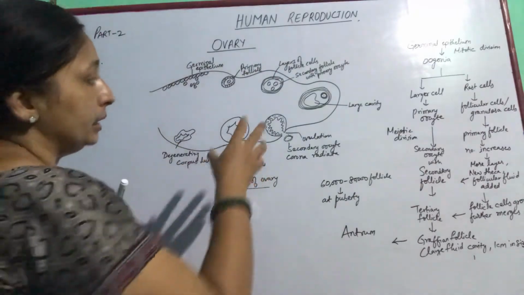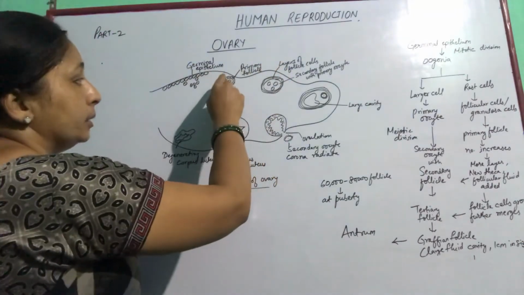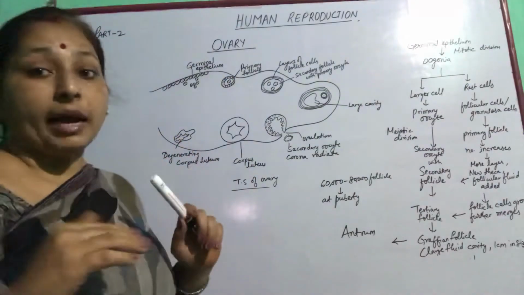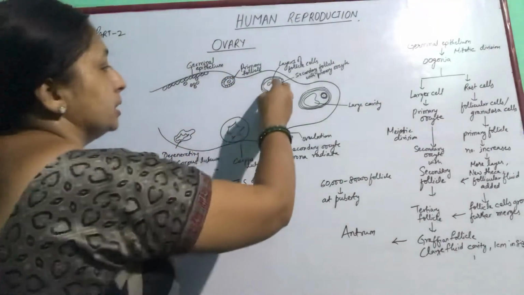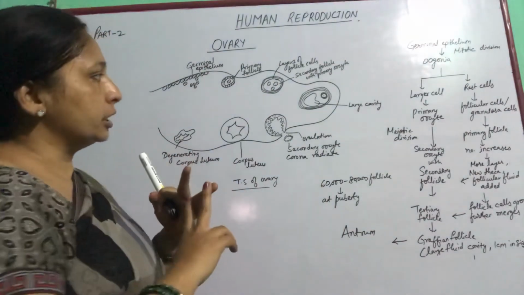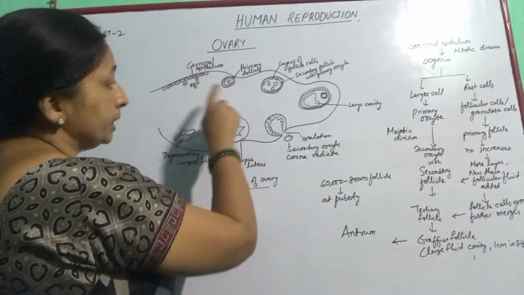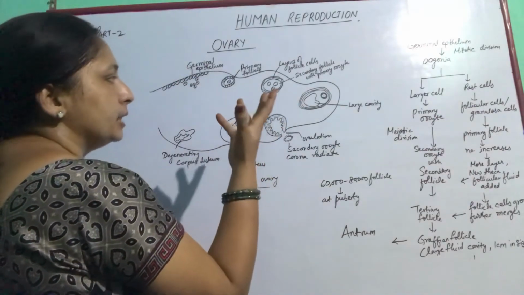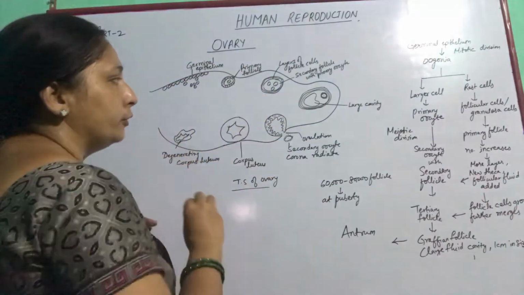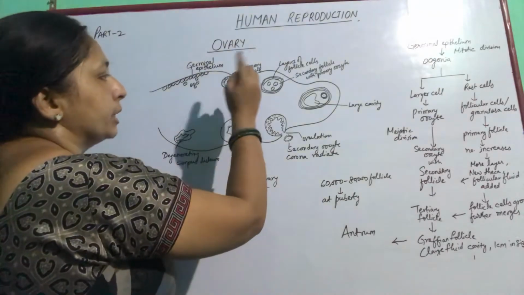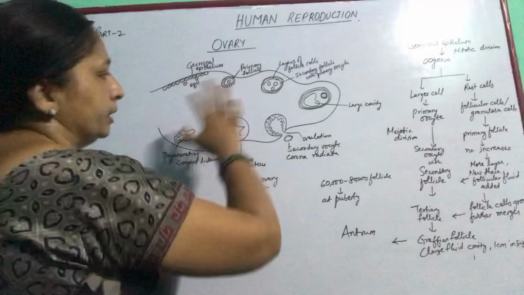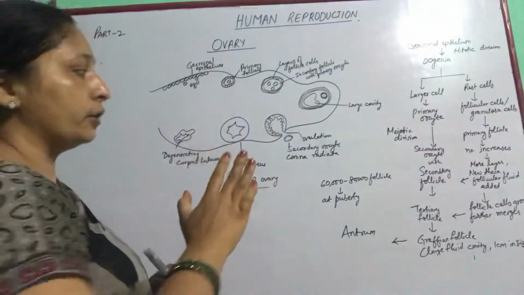Follicular fluid is added. After this, the primary oocyte, which is present in the center, gets divided meiotically to form the secondary oocyte. So two stages happen at a time. Follicular cells are added, a cavity is formed, follicular fluid is added, and this primary oocyte gets divided meiotically to form the secondary oocyte. This is about the secondary follicle.